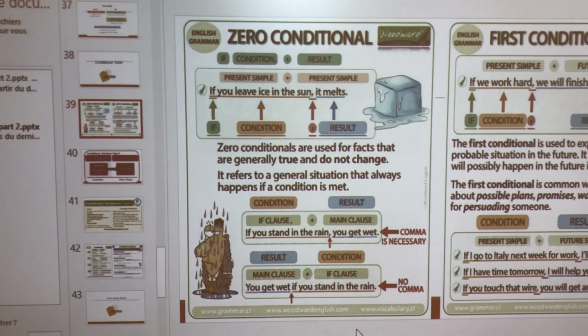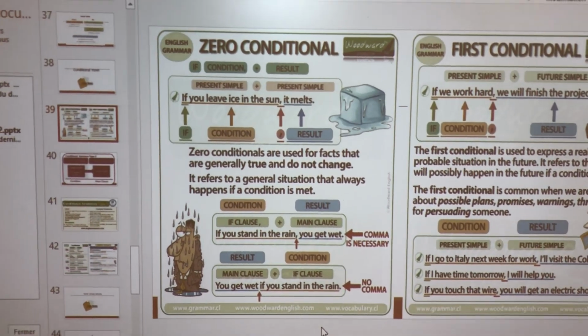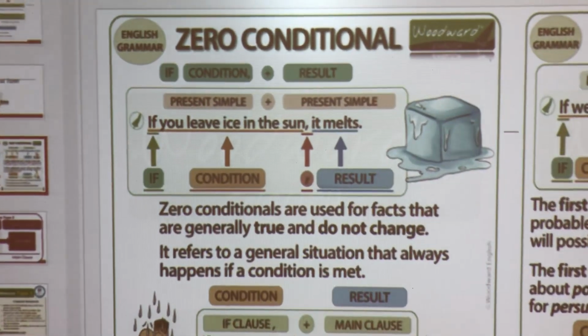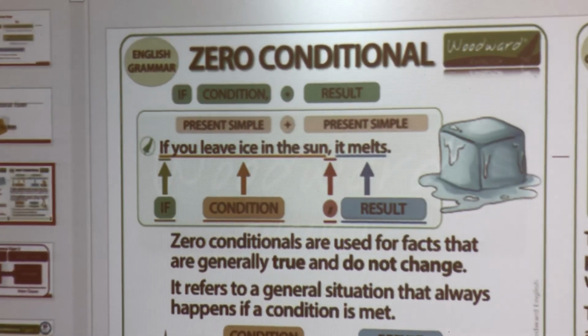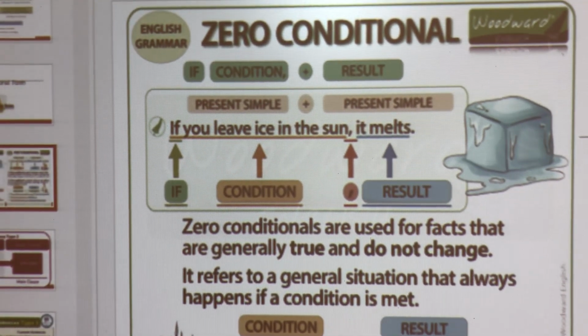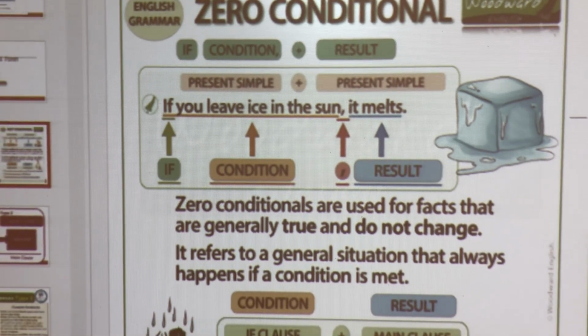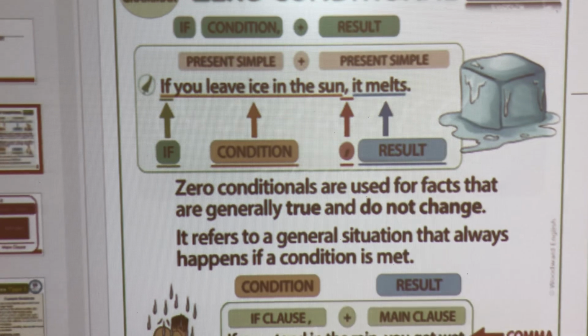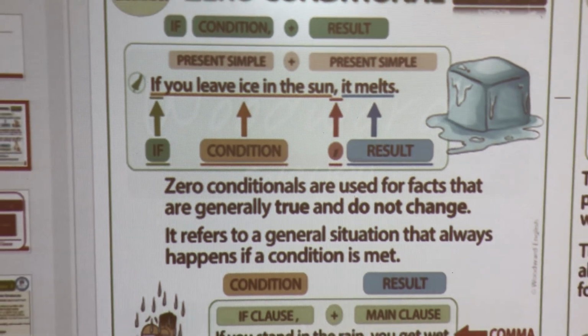All right, guys, so let me make it clearer now. So for the zero conditional, as you can see here, you have the if clause and the results clause, right? We call it the main clause. So if something happens, then something else would happen too. If you leave ice in the sun, it melts. So if plus the condition gives us a result.